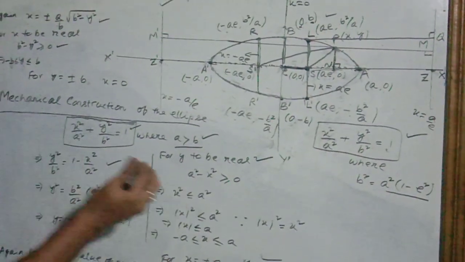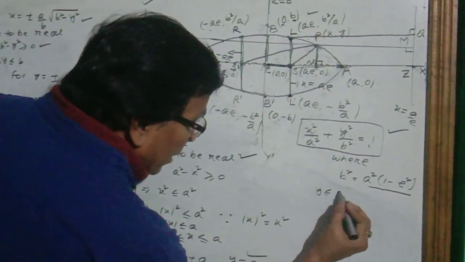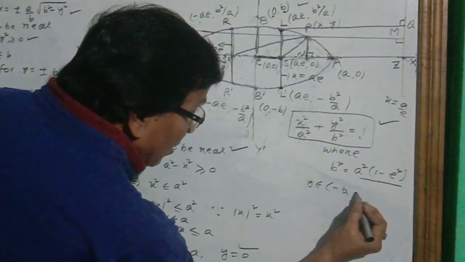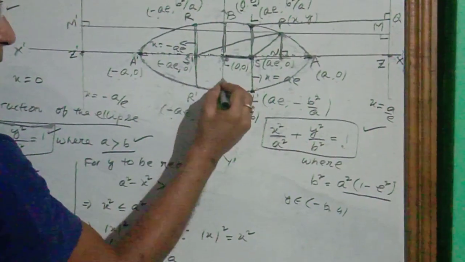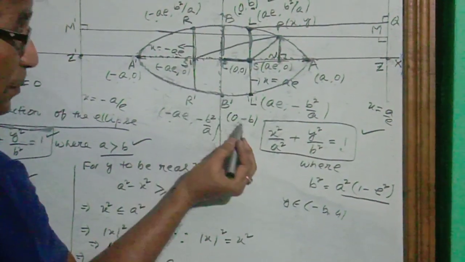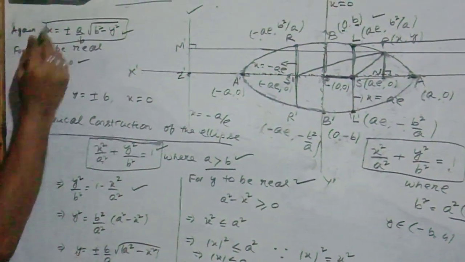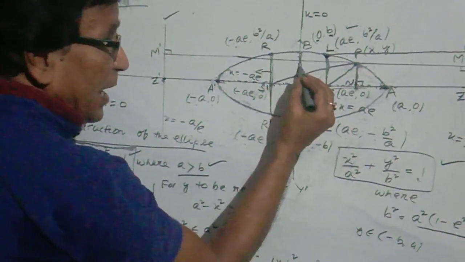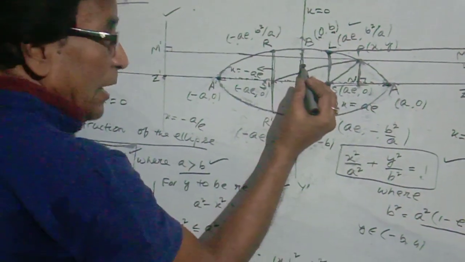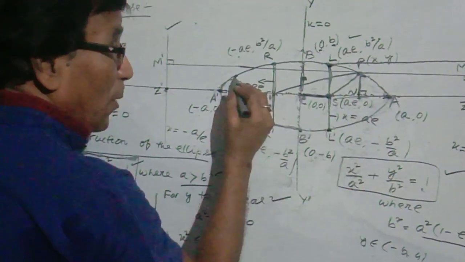So again here you see that for all values of y belonging to the open interval (−b, b), for every value of y lying in between −b and +b, there will be two values of x which are equal in magnitude, opposite in sign. That means if you take any value of y, then you will be getting two values of x which are equal in magnitude, opposite in sign.